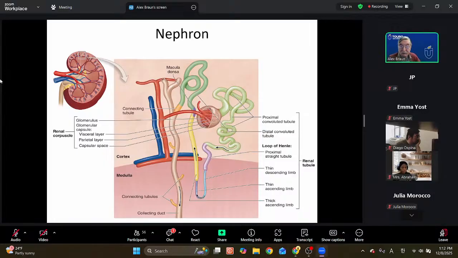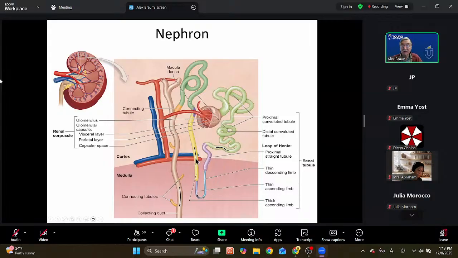All these parts have several subsections, but let me say that the loop of Henle, anatomically speaking, consists of four parts: a proximal straight tubule, often just called a thick descending limb, a thin descending limb. There's a hairpin turn here, a thin ascending limb, and a thick ascending limb.